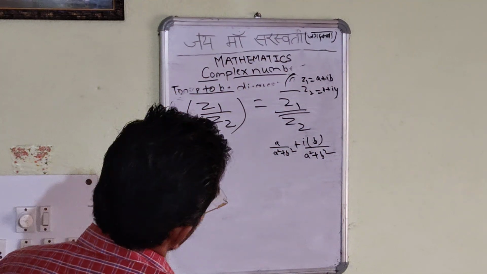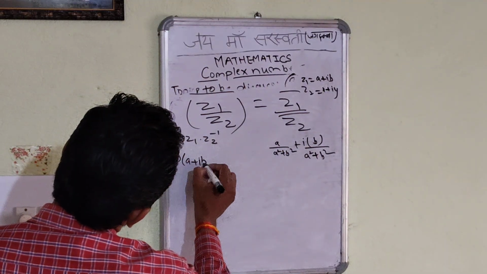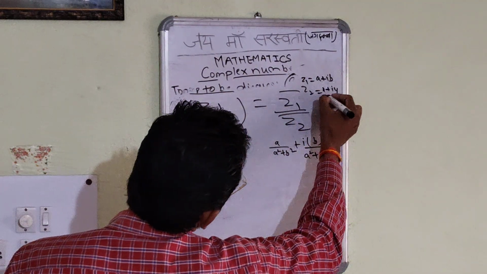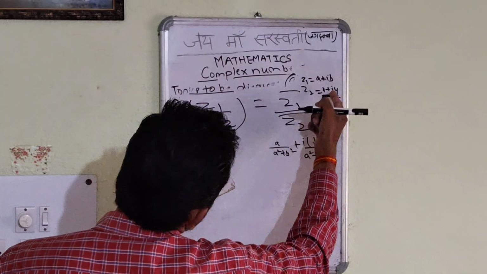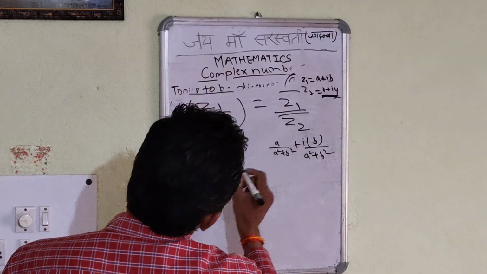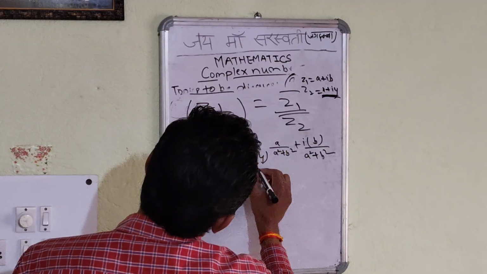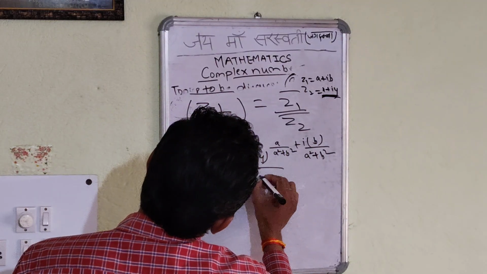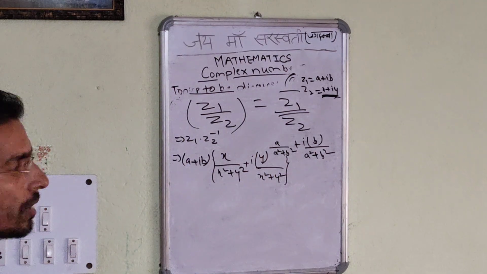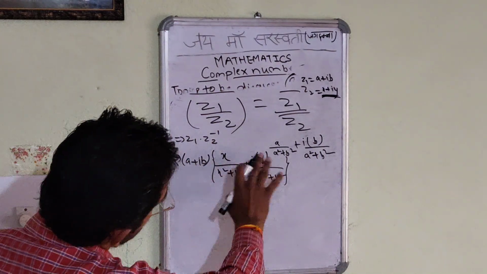Suppose we are taking Z1, similarly we will take A plus IB into Z2 inverse. For Z2 inverse we have to take this part, X plus IY. By back substitution it will be X by X square plus Y square plus I times the B part, which is Y by X square plus Y square. Understood? So this is the inverse of Z2.